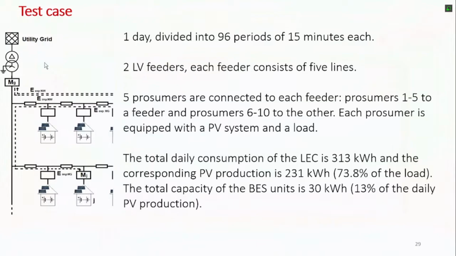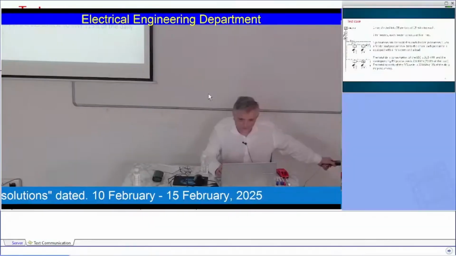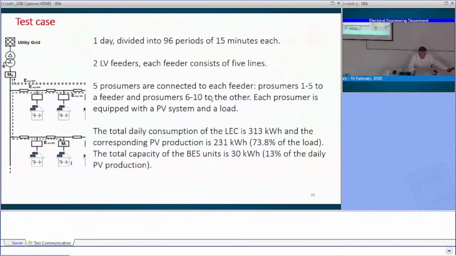The test case: 1 day divided into 96 periods of 15 minutes each, low voltage feeders. Each feeder consists of 5 lines. There are 5 prosumers for each feeder, and the total day consumption is mentioned here, with the PV production. We consider also a battery unit for each prosumer, so we can increase the complexity of the work.